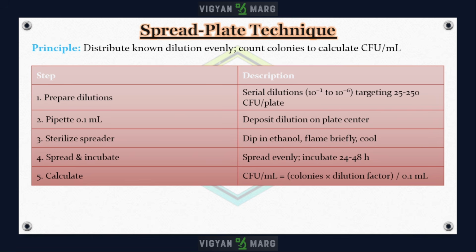Okay, for that case, how will you prepare the sample? First you have to prepare the dilution. You have to do the serial dilution. Like how will you do? You have one tube. Okay, you have the culture here, the main stock. You have the main stock. Okay, this is the main stock.